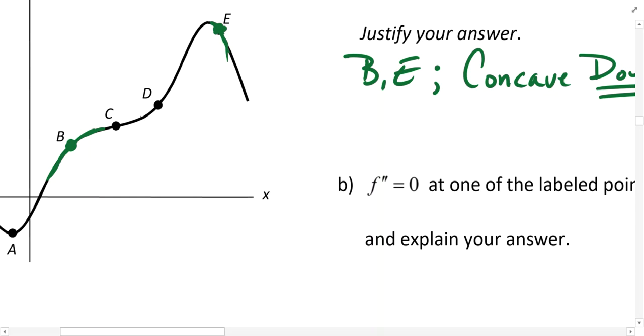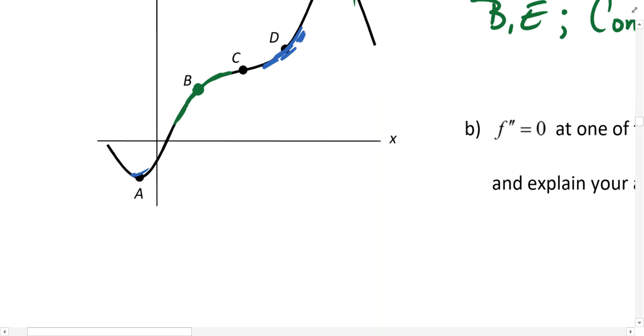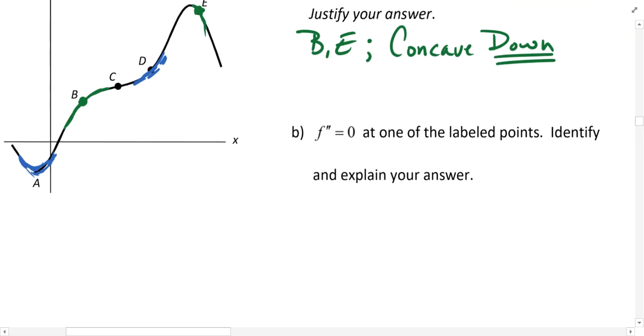Now the opposite would be true if we're concave up, like at D and A, because in both of these cases the slopes are increasing as we move from left to right. So we've got a negative slope that becomes more positive and more positive and more positive still. So those are all concave up. The point at which the second derivative is equal to 0 usually occurs at an inflection point, although it doesn't always occur at an inflection point.